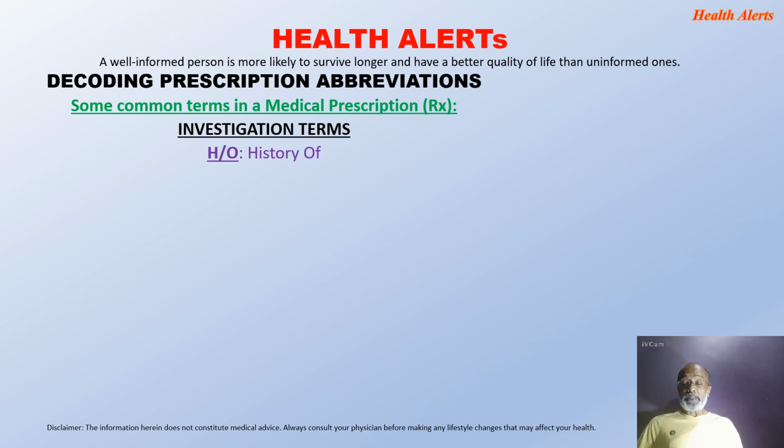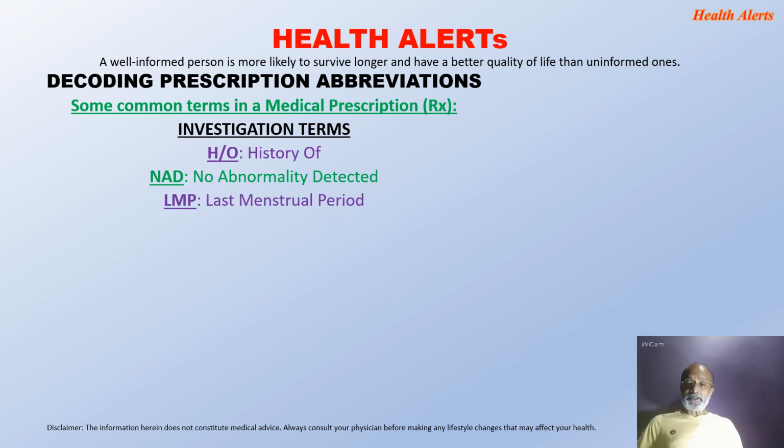Now if H/O is mentioned, that means history of. If the patient has certain history and has narrated that to his doctor, he will mention that as H/O. NAD, that is no abnormality detected. Many a time you find NAD mentioned in a prescription. When the doctor has not found any abnormality, apparently he will mention NAD, that is no abnormality detected.